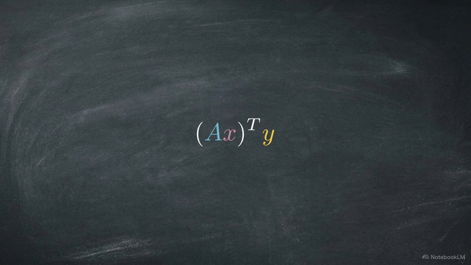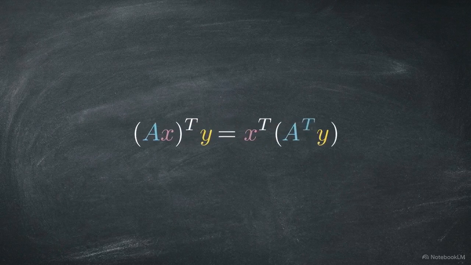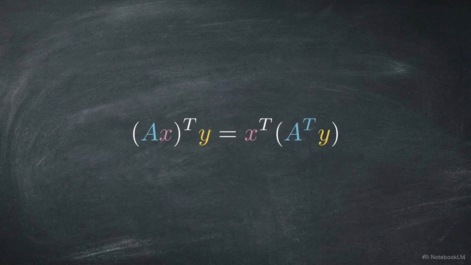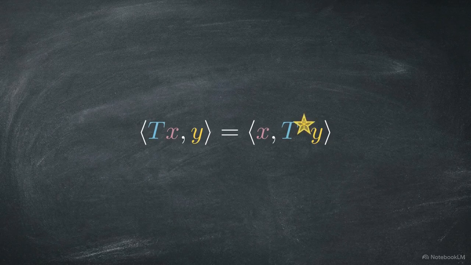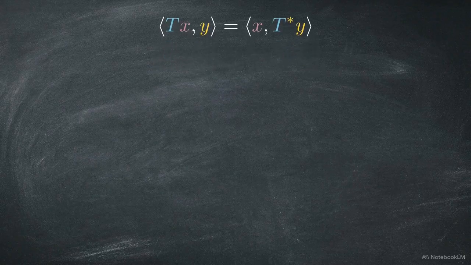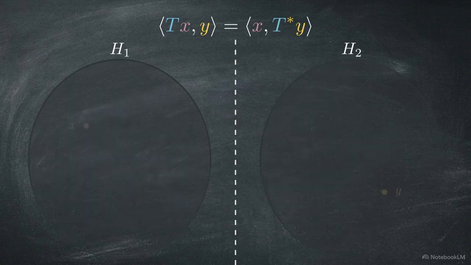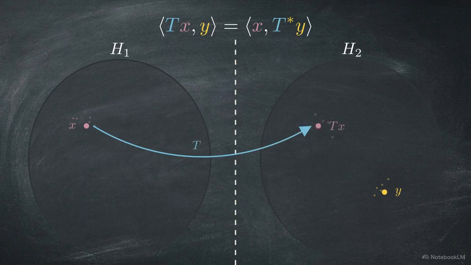If you take the dot product of a transformed vector, Ax, with a second vector, y, you can move the matrix A to the other side of the calculation by taking its transpose. We can upgrade this mechanism for infinite dimensional spaces. We replace the dot product with a general inner product, and the matrix with a bounded linear operator, T. To move T across the comma, we define a new operator, T star, the Hilbert adjoint.